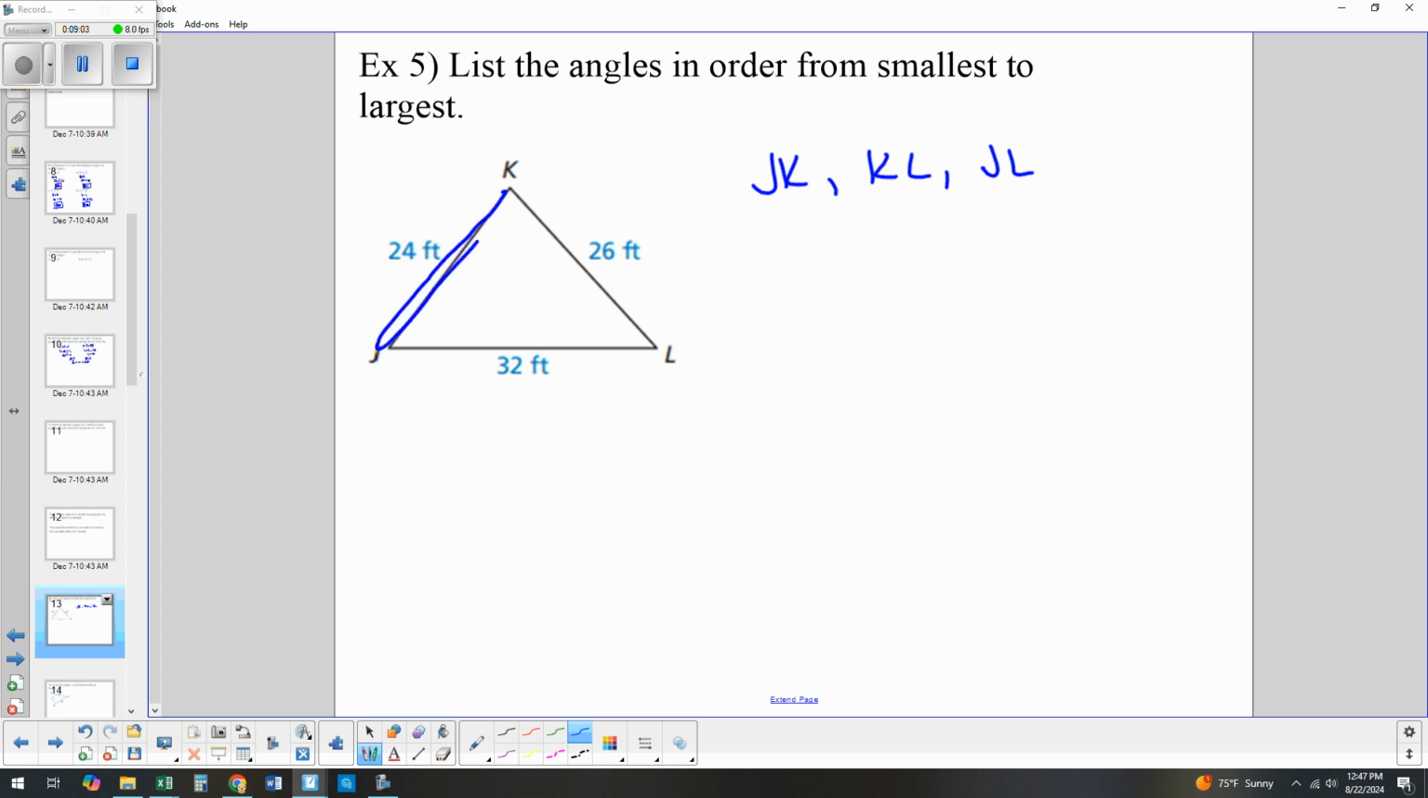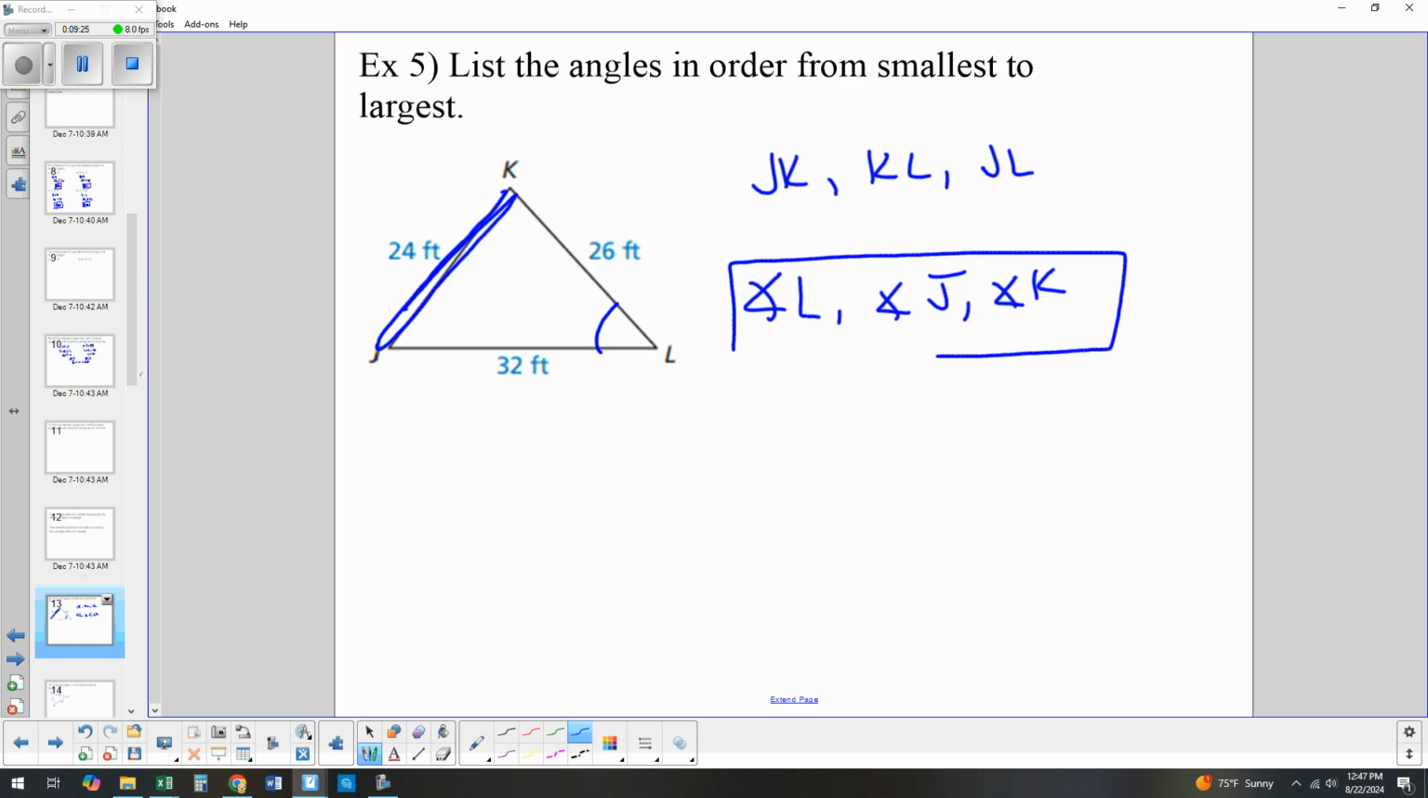Opposite JK was angle L. So we're using the letter that wasn't part of J and K. We're using the only letter that was not part of it. So my smallest angle is L. So then opposite KL, the angle that can't have been part of KL would have been angle J. And then the one that couldn't have been part of JL was angle K. And that's how I could put my angles in order from smallest to largest. I look at the three segments and I give the letter that was not included, right? So with J and K, there was no L. With K and L, there was no J. With J and L, there was no K.